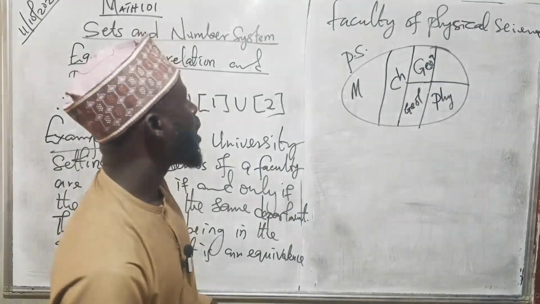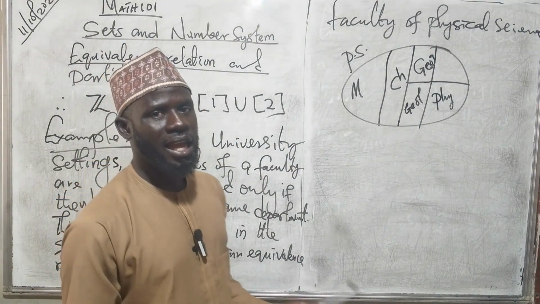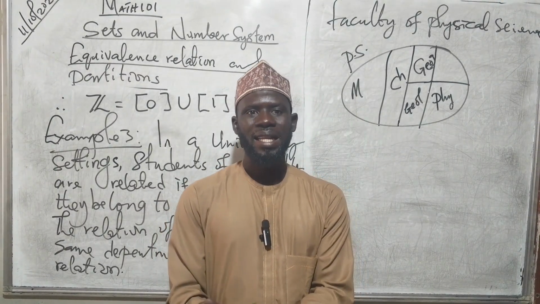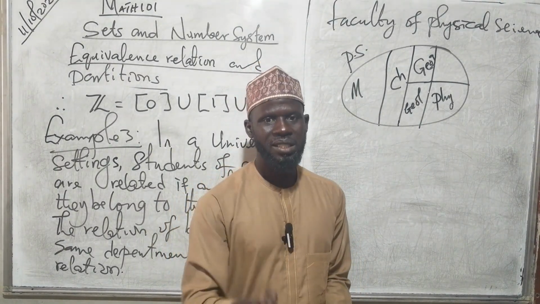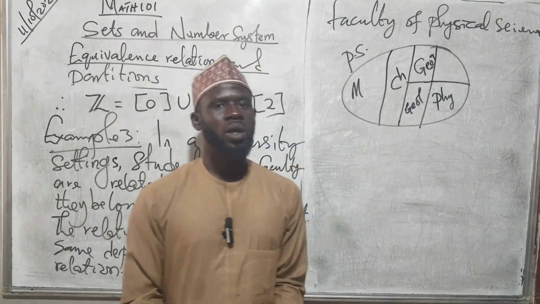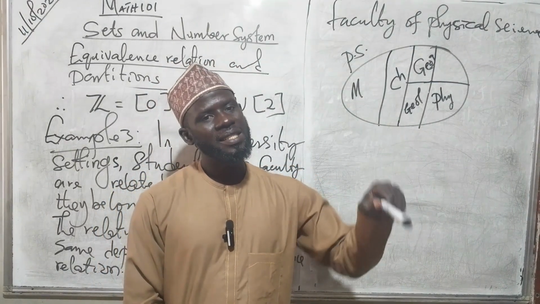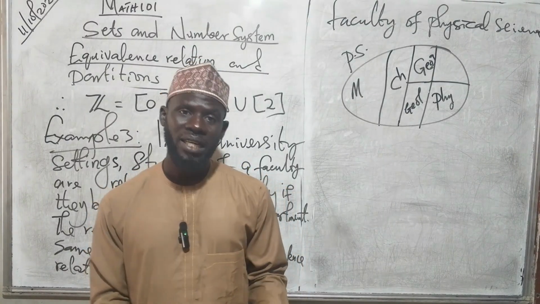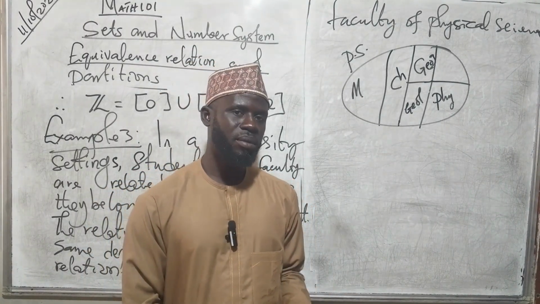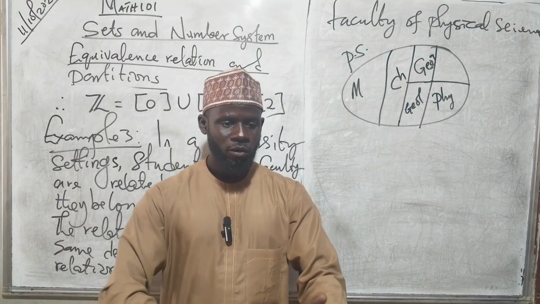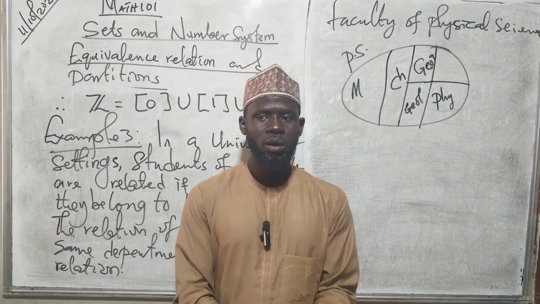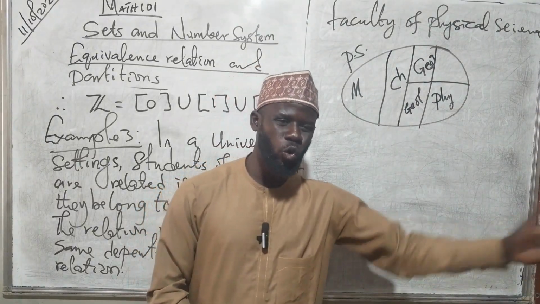We can also give a real life example whereby two people are related if they belong to the same family. And this relation of being in the same family is an equivalence relation. We can also give another example where any two people will be related if and only if they have the same blood group.